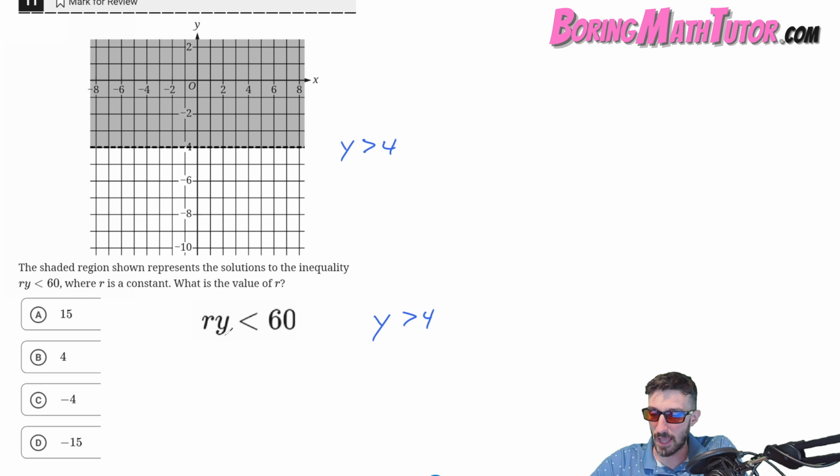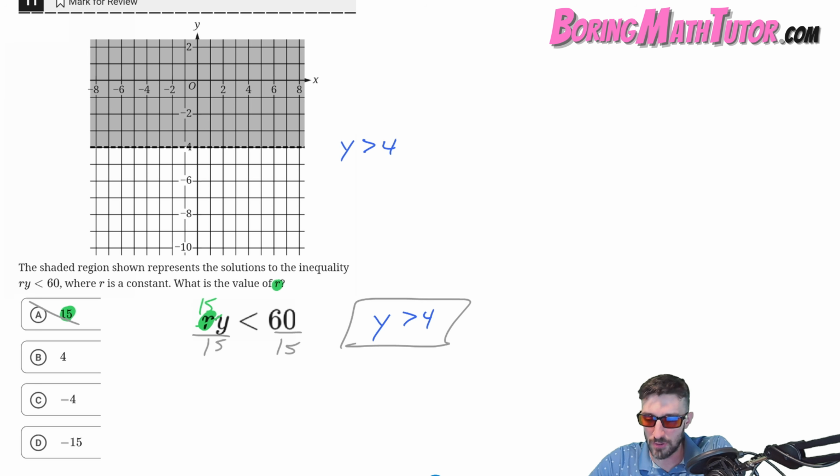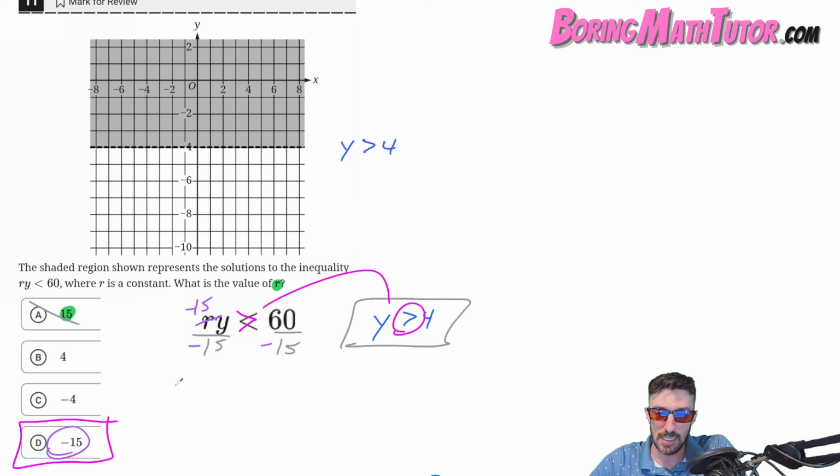Now, if I wanted to get it to look like that, I need to figure out which value of r I'm going to want to use. So if I just pop in 15 right there, then I would divide by 15 to get rid of it. But would that get me what I'm looking for? Y is greater than 4? No, it would get me y is less than 4. So instead, if I put negative 15 here, I'd be dividing by a negative. And when you divide by a negative, that's gonna flip your sign. And that's gonna give you the greater than that you was looking for. And that means that the answer is D, in fact.